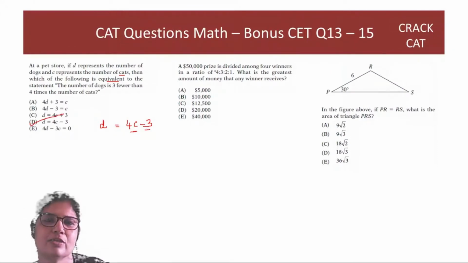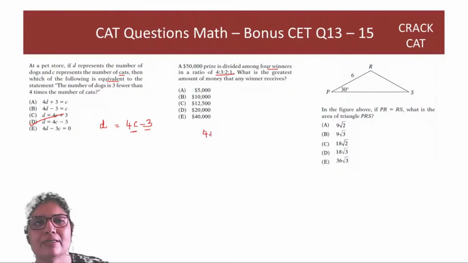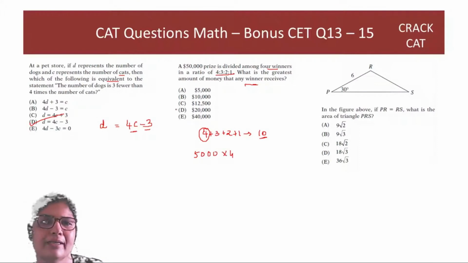A $50,000 prize is divided among 4 winners in a ratio of 4, 3, 2, 1. 4 plus 3 plus 2 plus 1. Overall, this is 10 ka ratio, right? So you divide all of these by 10 and multiply. Greatest any winner receives is 4. So that is $5,000 into 4, $20,000.